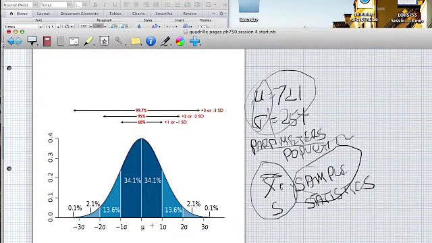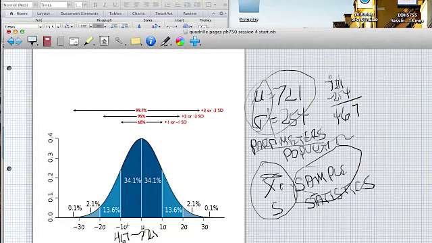So the mean is 721, and the standard deviation is 254. That's pretty wide. So I know, let's see, 721 minus 254. Okay, that's 467. So 467 would be one standard deviation below the mean.